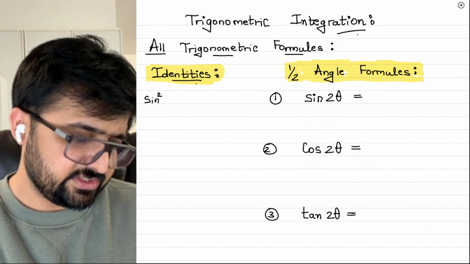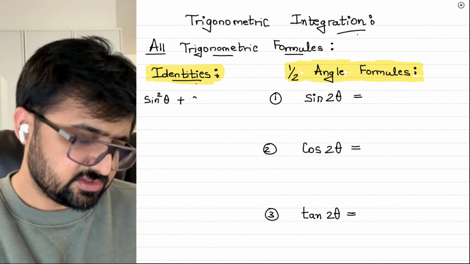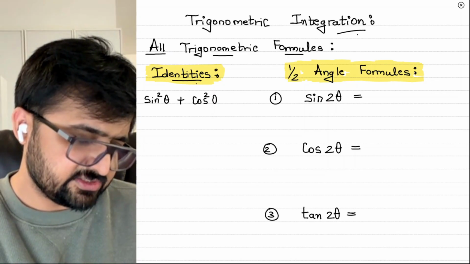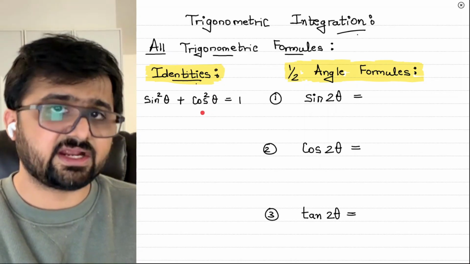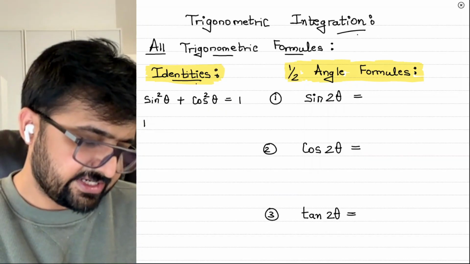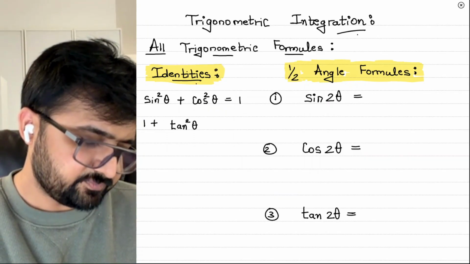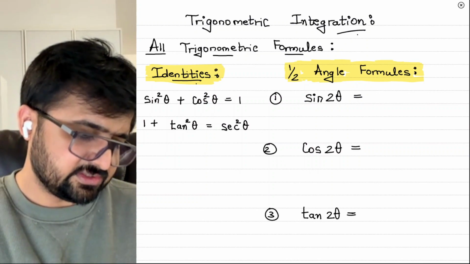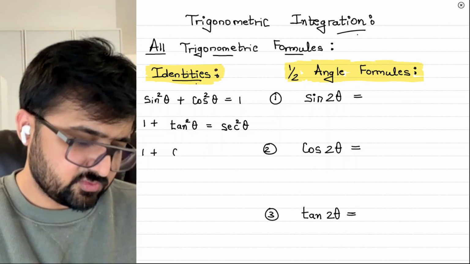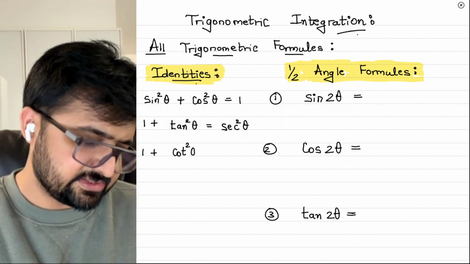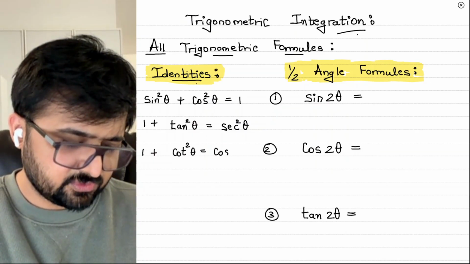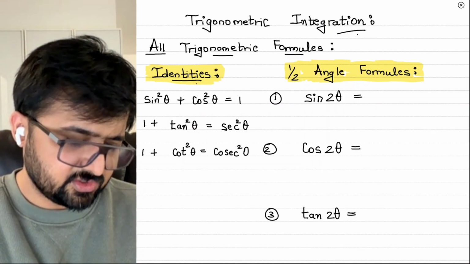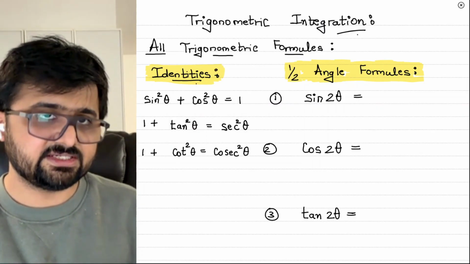The identity 1 is sine square theta plus cos square theta is 1. That's the first trigonometric identity. The next trigonometric identity is 1 plus tan square theta is equal to sec square theta. And the third trigonometric identity is 1 plus cot square theta is equal to cosec square theta. All right, so those are the trigonometric identities.